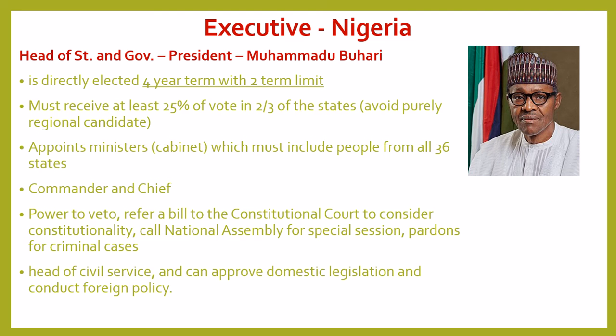He appoints cabinet members, and remember, he must include people from all 36 states so that it is equally distributed because they have such regional problems. So this is a powerful position as well, just like in Mexico. So commander-in-chief, power to veto, refer a bill to the Constitutional Court to consider its constitutionality. So there's a bleeding here into the judiciary. Calls the National Assembly for special sessions, pardons for criminal cases, he's the head of civil service, so operates the day-to-day operations of government, can approve domestic legislation, conducts foreign policy. So just like Mexico, this is a pretty powerful position.